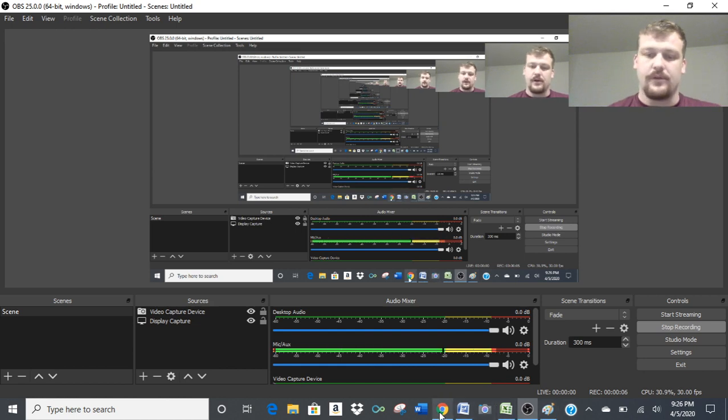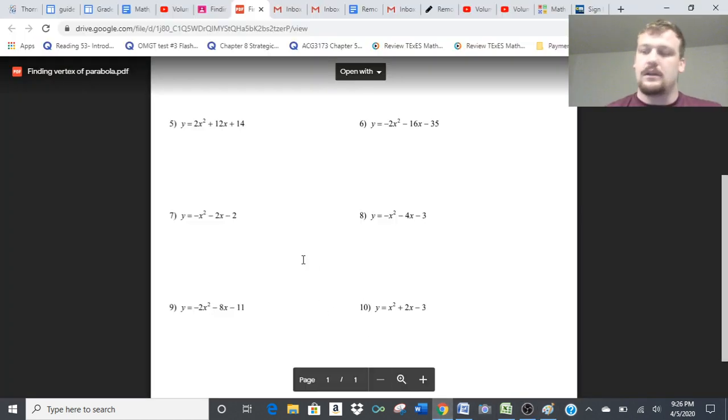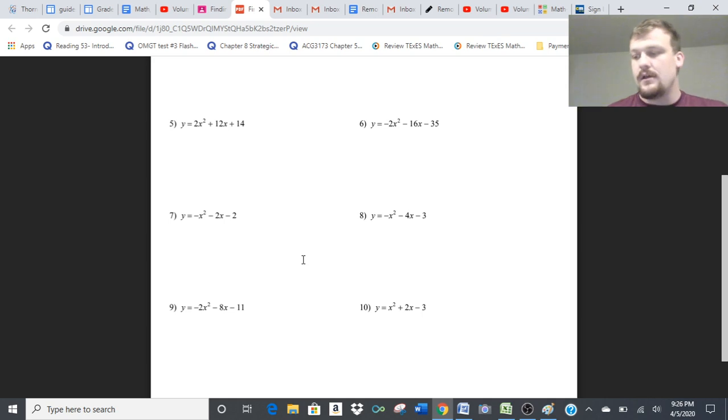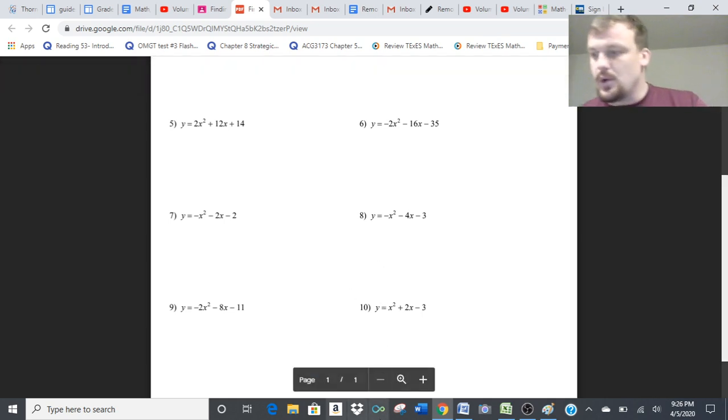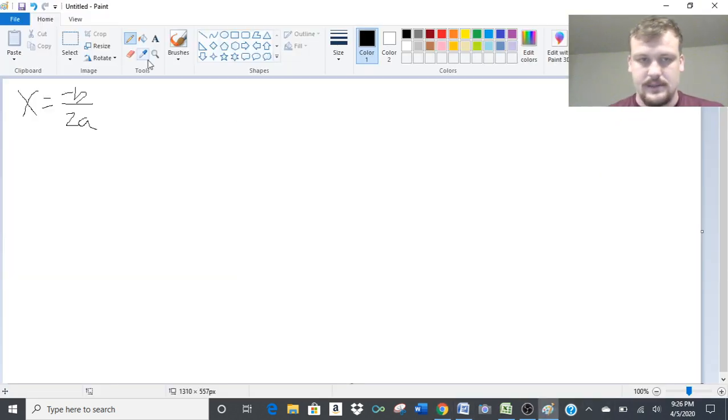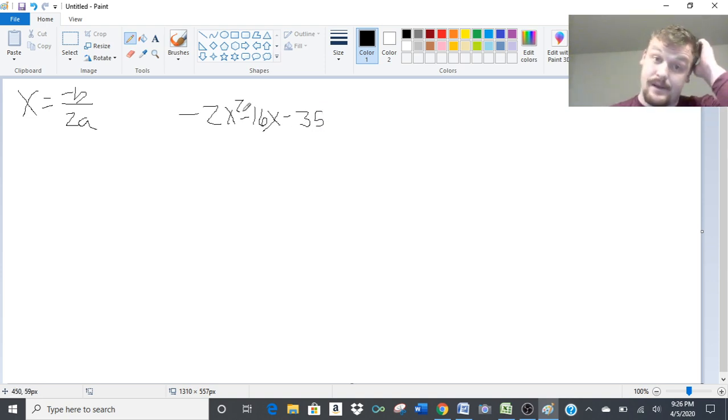I wanted to go over a few of the worksheet problems. First one I want to go over is number 6. So, on number 6, we have negative 2x squared minus 16x minus 35. Now remember, you always want to label it every time you're dealing with this.